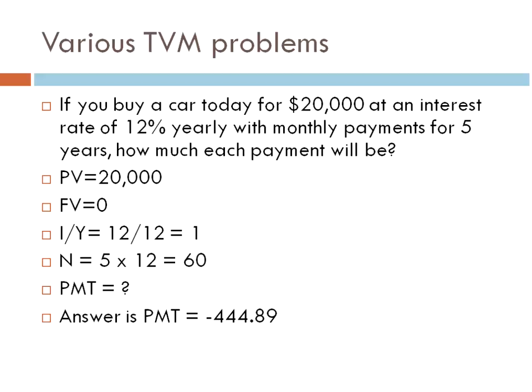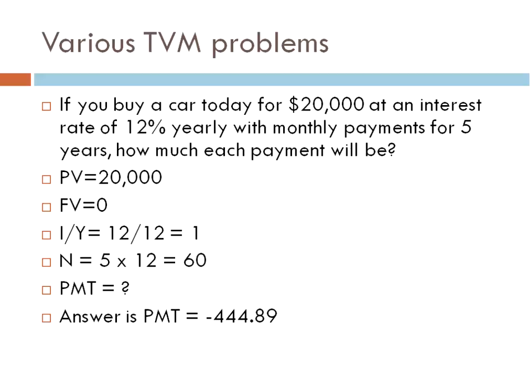Interest rate is not 12%, it's 12 divided by 12. Why? Because payments are monthly, so the interest rate needs to be converted to monthly. Therefore, for each period, or in this case for each month, the interest rate that's applied is 1%. So I over Y, in fact, is 1. N is not 5, although it says 5 years, because each payment will be monthly. So we have 60 payments, or 60 periods. And the question is, what is the payment?